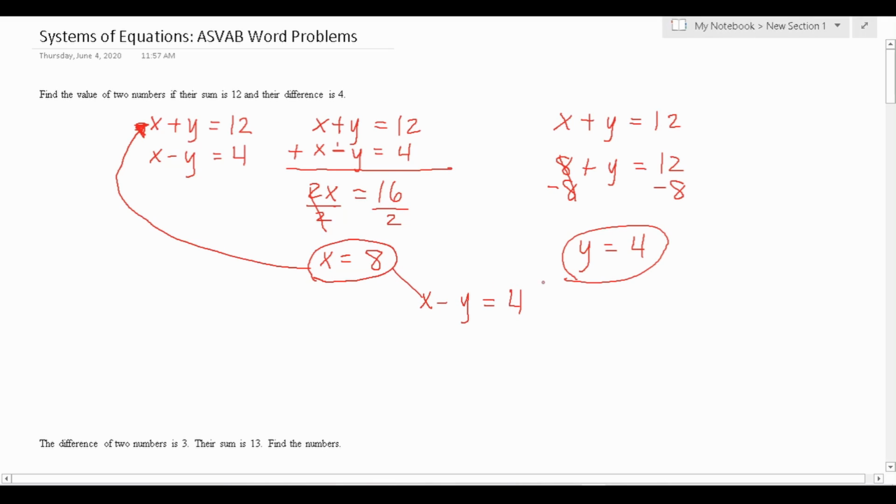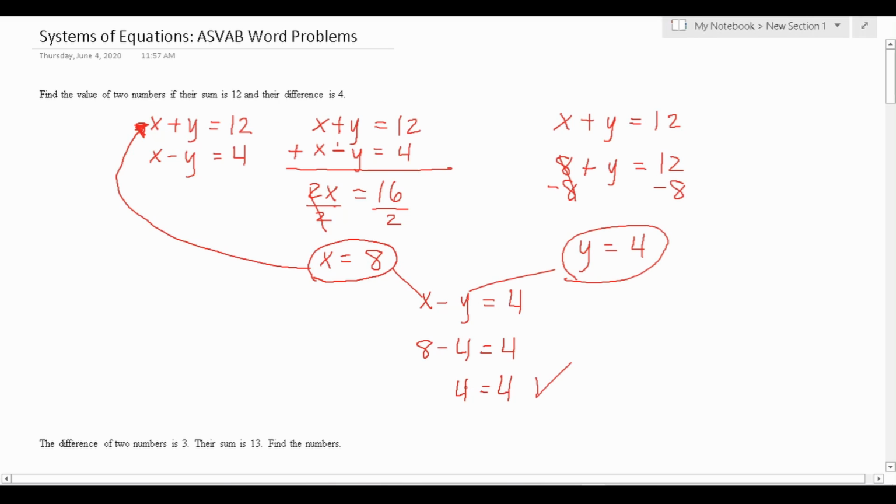Of course, we know x is 8 and y is 4, so let's plug those in. We have 8 minus 4 equals 4. 4 equals 4, so that's a true statement. We know that we did this problem correctly.